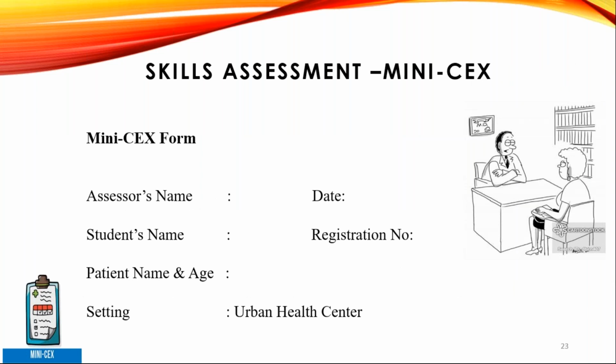This is the mini CEX format. Already I have shared it in the group. It starts from the assessor name, student's name, and the patient's name and age. Then what setting we are going to assess them in, whether in the urban health center or in the rural health center, using a checklist.